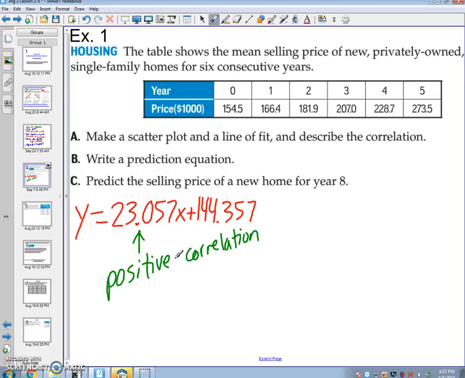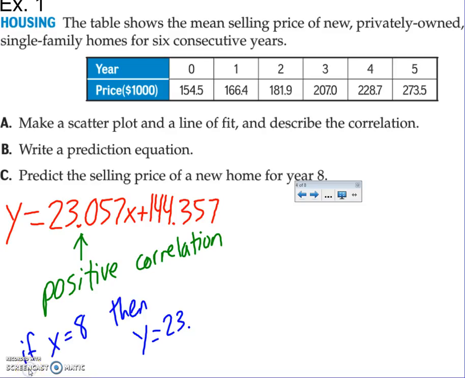Alright, predict the selling price of a new home for year 8. Well, the years are the x's, so I know x is 8. I'm going to do substitution. I just plug in 8 for x. So if x equals 8, then y equals 23.057 times 8 plus 144.357. I'm just going to use a calculator, type that in.